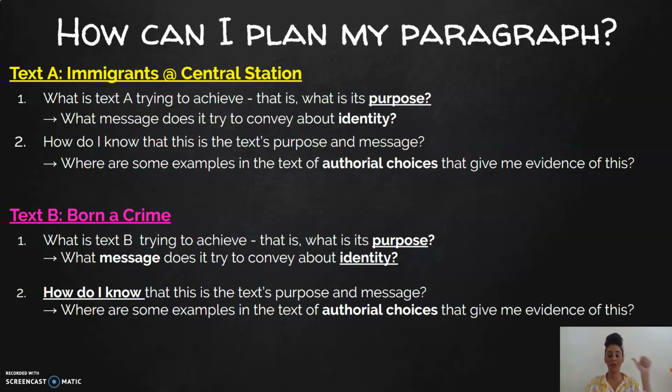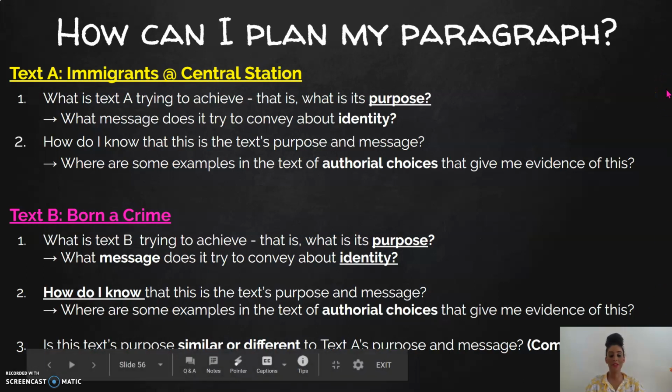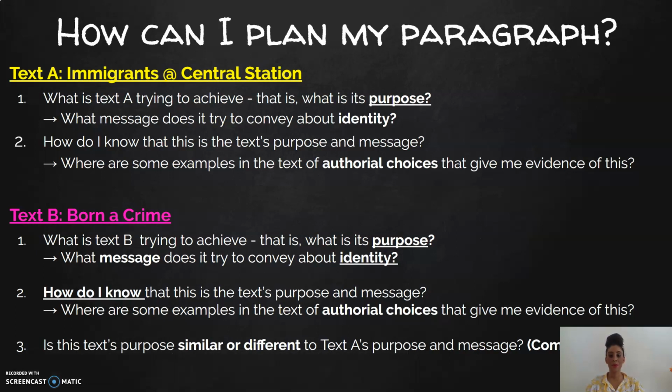So far, I know what the purpose is, I know what the message about identity is, they're intertwined together, and then you've got your evidence. When you are doing text B, the other step is to go back and ask yourself, is Born a Crime's purpose similar or different to the purpose that I mentioned in Immigrants at Central Station? And that's where your comparison comes in.